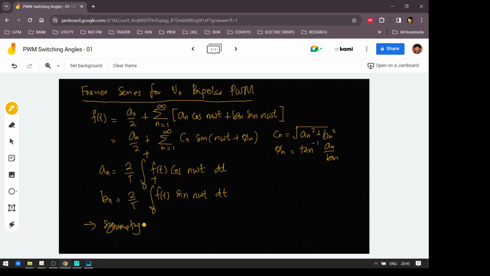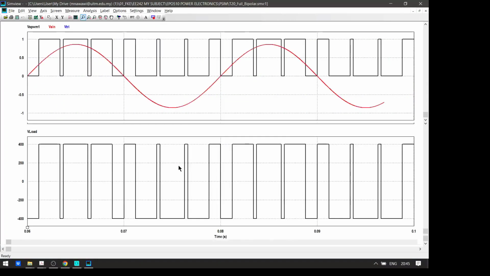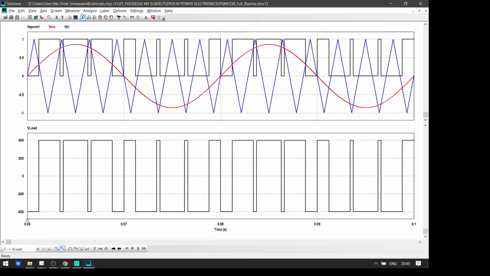Right. So we look into the symmetry of the waveform, whether the waveform has even symmetry, or odd symmetry. Is it half wave symmetry? And therefore if the waveform is odd in half wave, it becomes odd in quarter wave. Great. So there are three symmetries there too. So let's look at the waveform again. This is one cycle and this is another cycle.